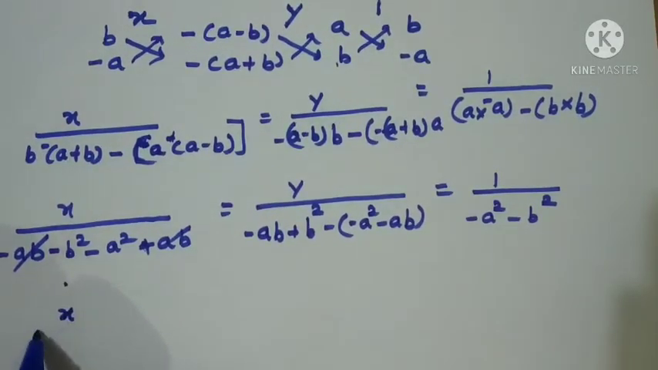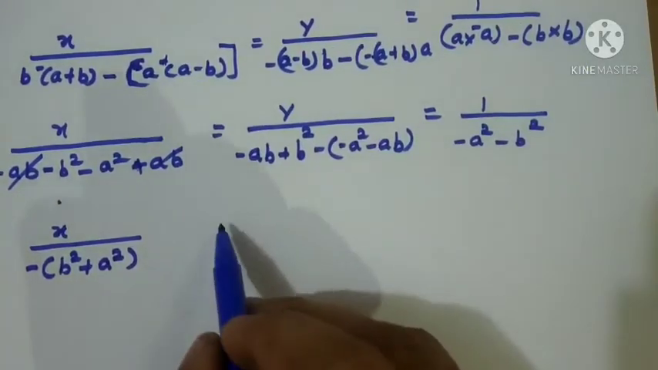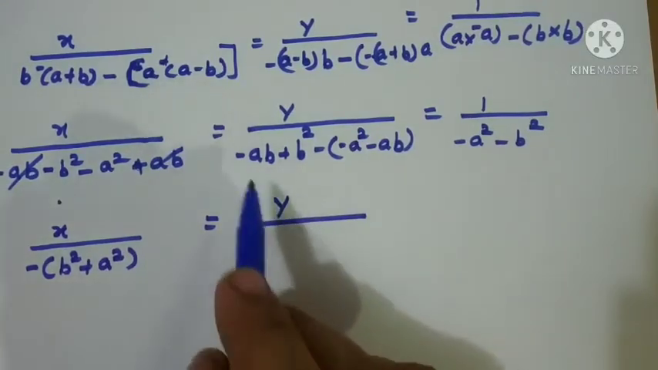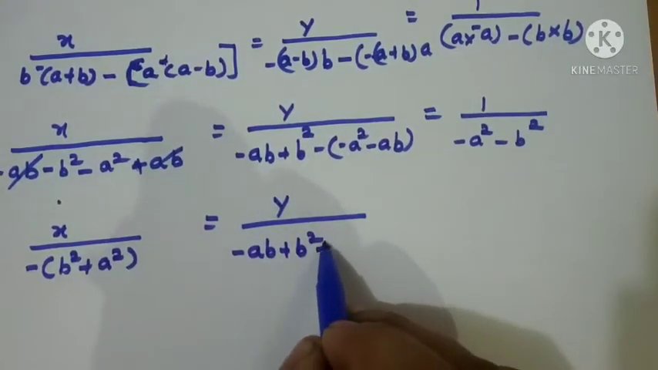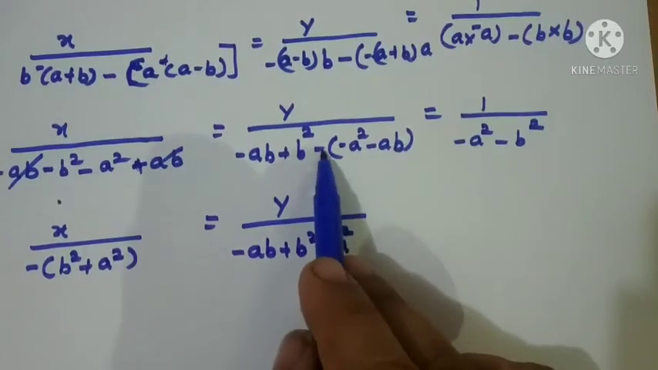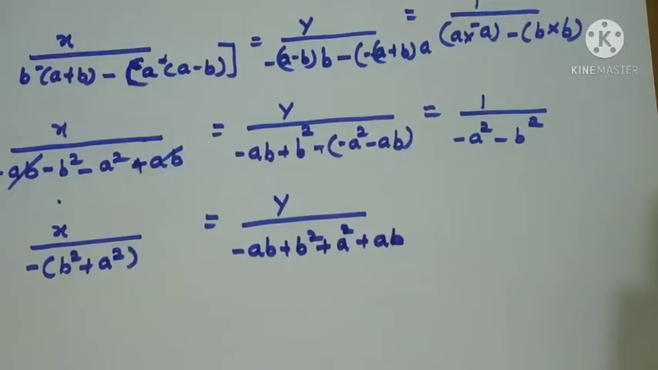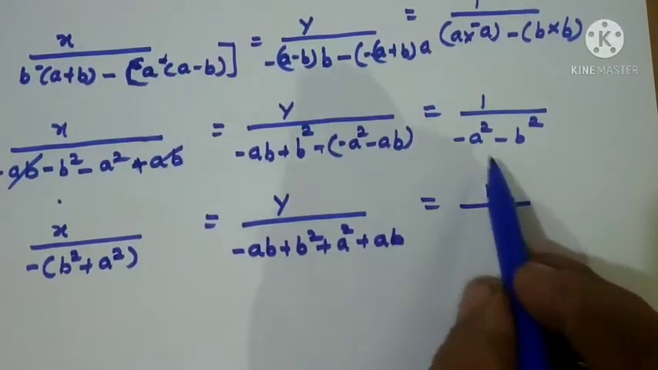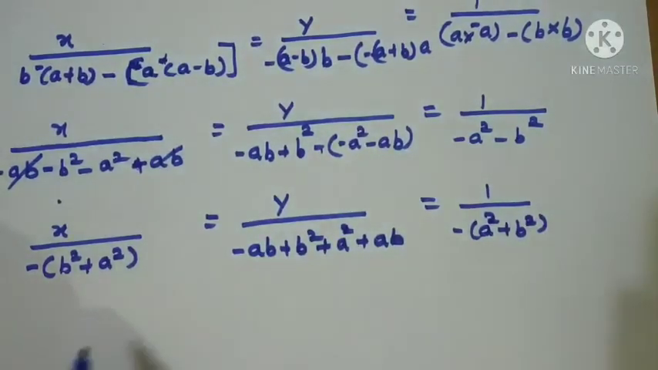So I'll write here x divided by, can we take minus common, so you will get b square plus a square. Right? So what is the next term? y divided by minus ab plus b square, minus into minus plus a square, minus into minus plus ab. Next, 1 divided by, again I can take minus common here, minus of a square plus b square. Right? So minus ab plus ab will get cancelled.